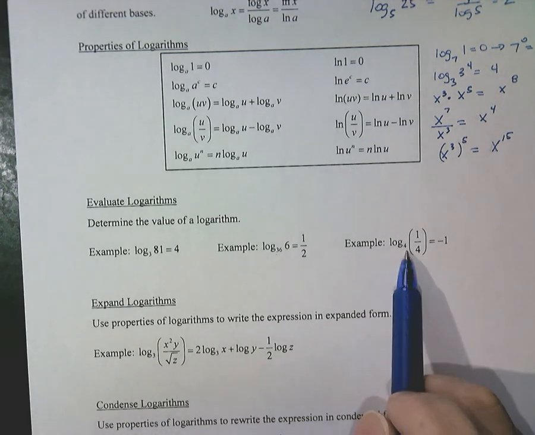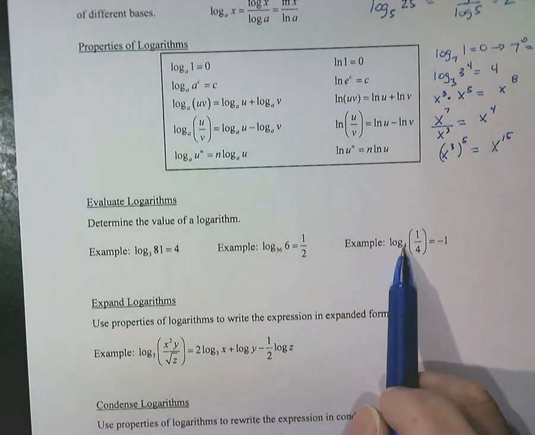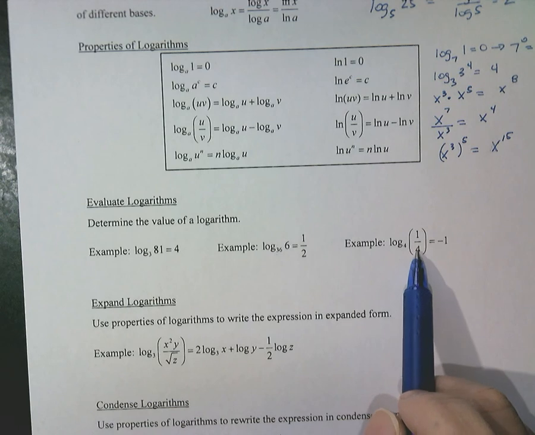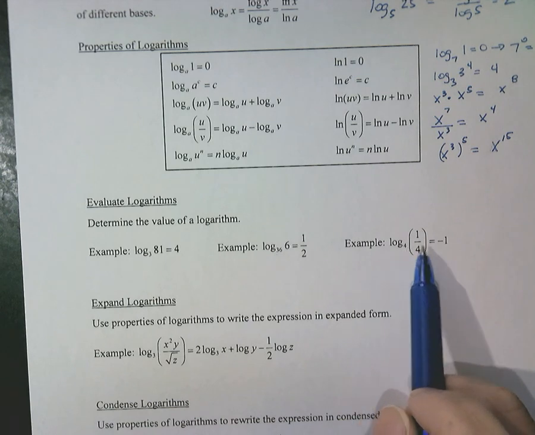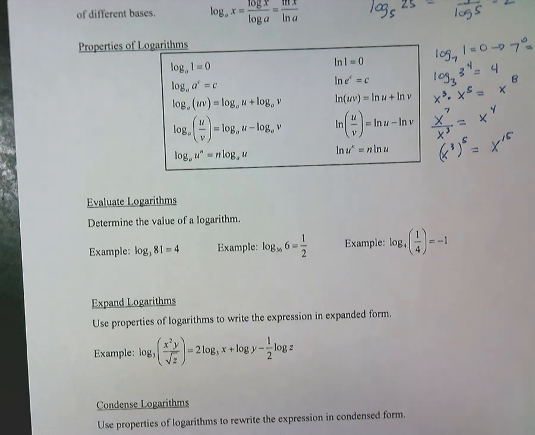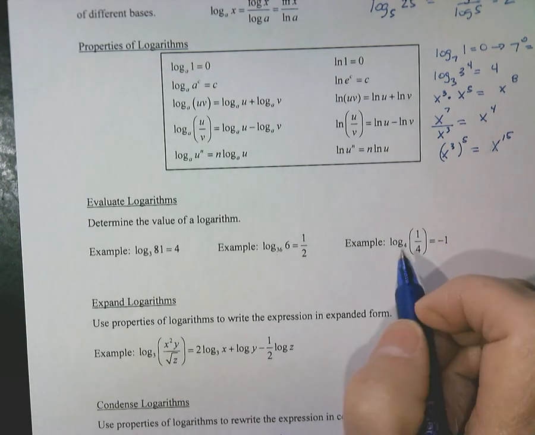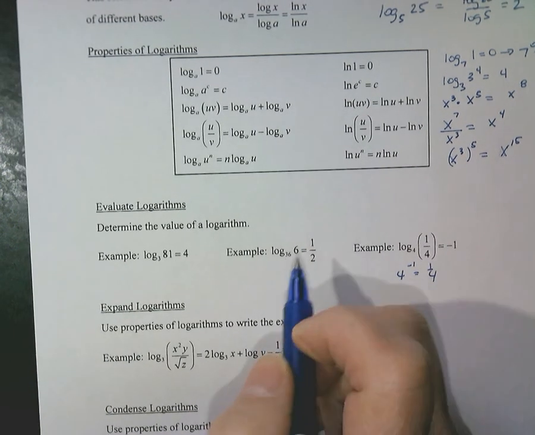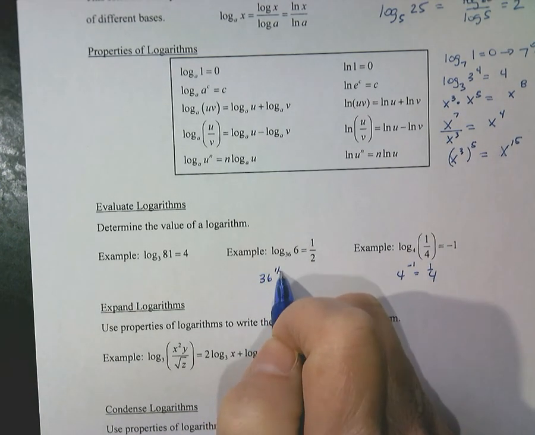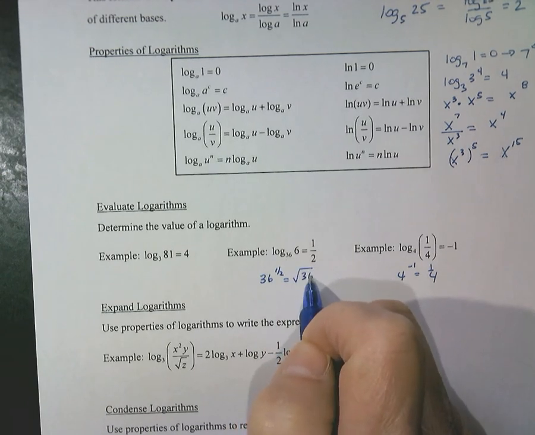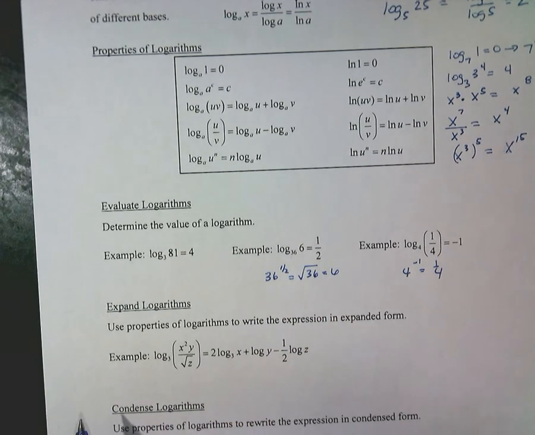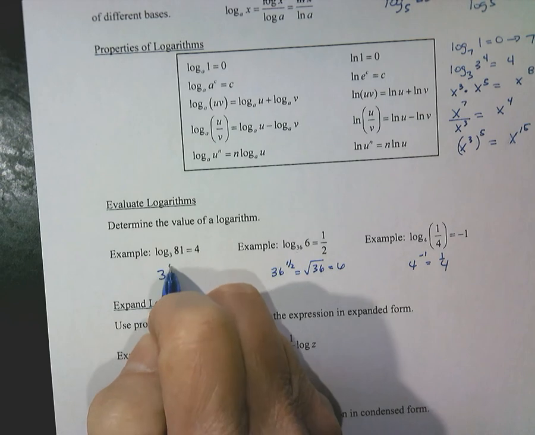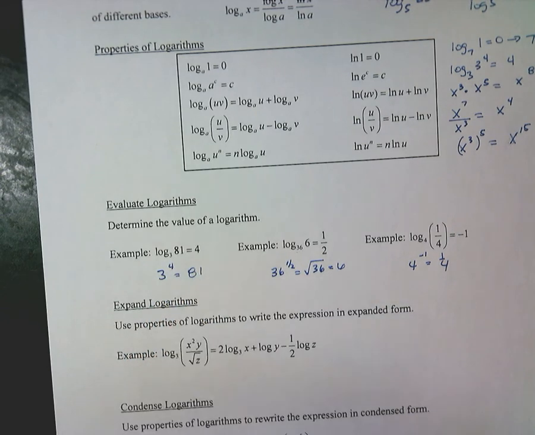And I also have negative exponents. Log base 4 of 1/4. So what exponent do I have to raise 4 to get to 1/4? And it'd be negative 1. So you could think of it this way. 4 to the negative 1 equals 1/4. For this one, 36 to the 1/2, which is the square root of 36, equals 6. And this one is saying 3 to the 4th is equal to 81.